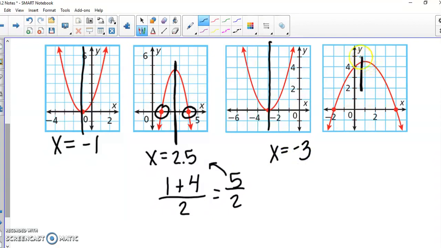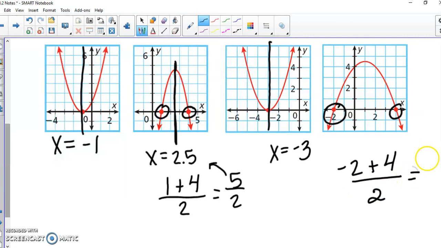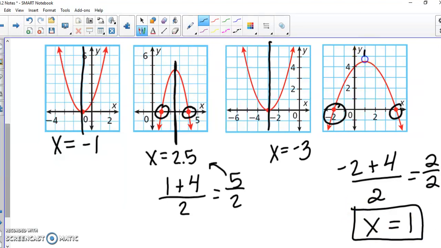Okay, and then my last example here, I can kind of guesstimate where it would be, but it's kind of hard to tell for sure. So I'm going to go ahead and use my averaging formula to figure that out. I'm going to take my two zeros at -2 and 4, and then divide that by 2. So I should get 2 over 2, which is the same as 1. So x equals 1 should be my axis of symmetry. And if I go ahead and draw that out, I can see that, yep, that looks pretty accurate. I did it right then.